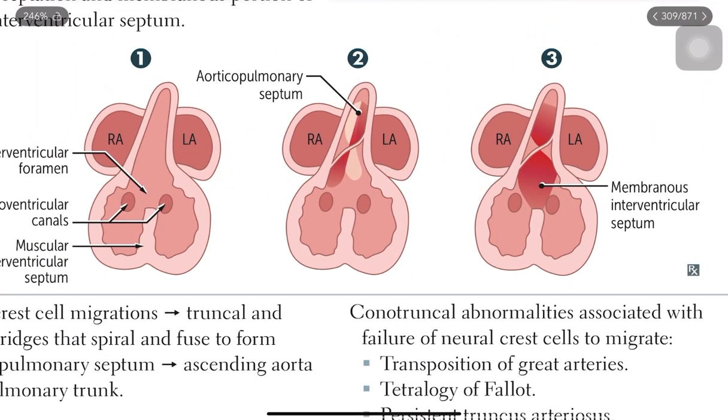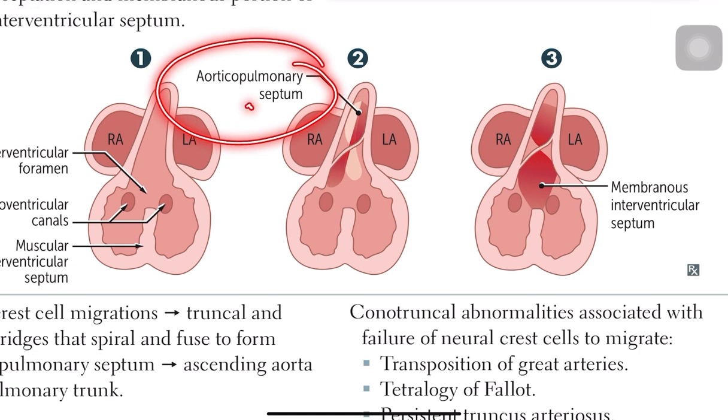From where this membranous septum, this is nothing but the aorticopulmonary septum. This aorticopulmonary septum appears from neural crest cells. This neural crest cell will help in the formation of the aorticopulmonary septum.